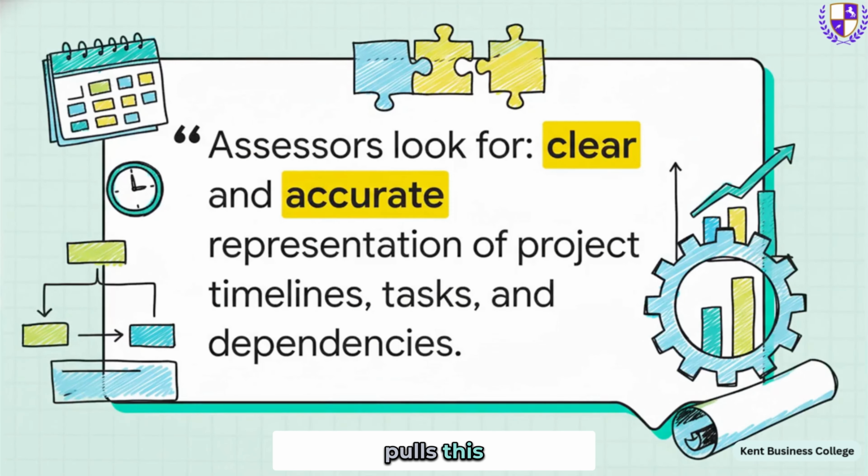Then Olivia pulls this gem out, a quote taken directly from the assessment criteria. And this is so important because it shows that assessors aren't trying to trick you. They are telling you word for word what they want to see. For K22, they want a schedule that's clear, accurate, and logically shows how all the different pieces of the project actually connect.